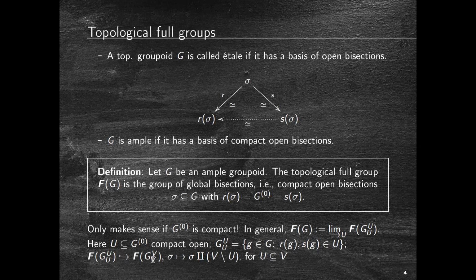And finally, this gives you a system of groups, and then you have to find a way to connect them to be able to form the limit. If you have a smaller subset inside a bigger one, then there's a way to embed the group of the smaller into the bigger. Because if you have sigma with range and source equal to U, and you want to get to V, you just add the complement of U inside V to get a bigger bisection. So this is a system of canonical embeddings, and you form the inductive limit to form the general full group.